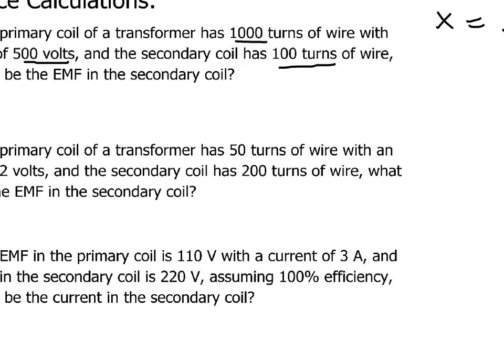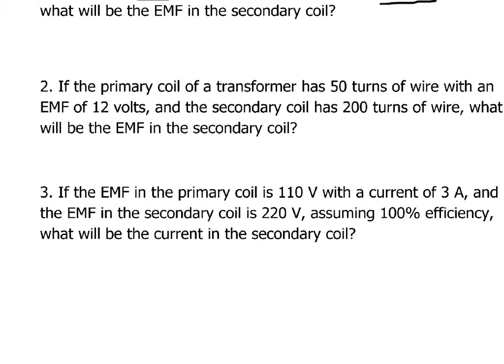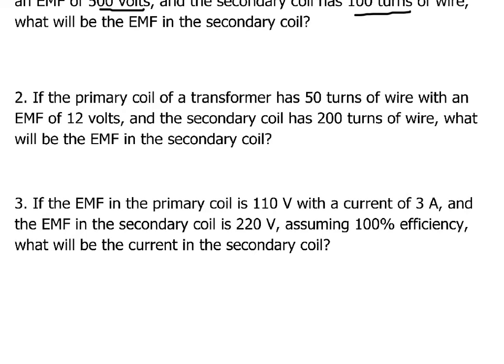How about the second problem? Alright, so I'm actually going to skip writing it all out. We'll just jump straight to the point because it's the same exact sort of problem. In this case, the primary coil has 50 turns and the secondary coil has 200 turns. So that's an increase of a factor of 4, which means that the secondary voltage is going to increase by a factor of 4. If the primary voltage is 12, 12 times 4 is going to be 48 volts in the secondary coil.